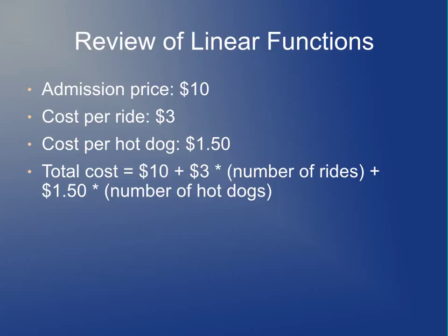A simple example of this, if you remember the amusement park example from a couple lectures earlier: let's say you're going to an amusement park and it costs $10 to get into the park. Every ride you go on costs $3. Say also you buy some hot dogs at the amusement park and each one costs $1.50. In this case, your total cost would be $10 plus $3 times the number of rides plus $1.50 times the number of hot dogs.